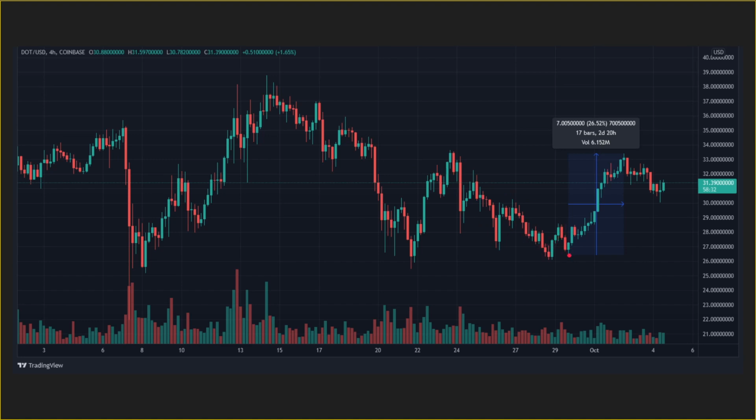Let's say price came down to here. We entered at some point. Let's say we entered around here. We could have rode this up as a swing trade over the next 17 bars, I should say, which is 2 days and 20 hours worth of time. And we would have profited about, at a maximum, at the very high, of about 26.5% over 2 days and 20 hours, which is pretty significant. It's a pretty large swing trade.